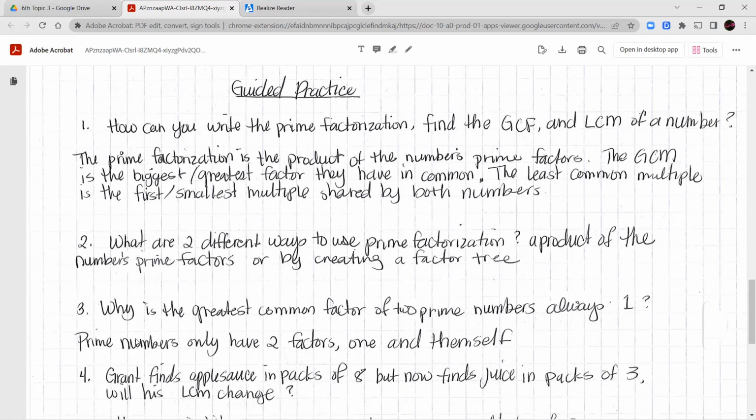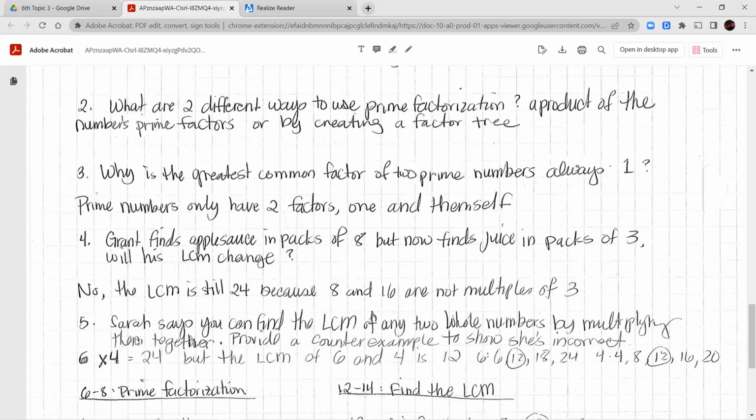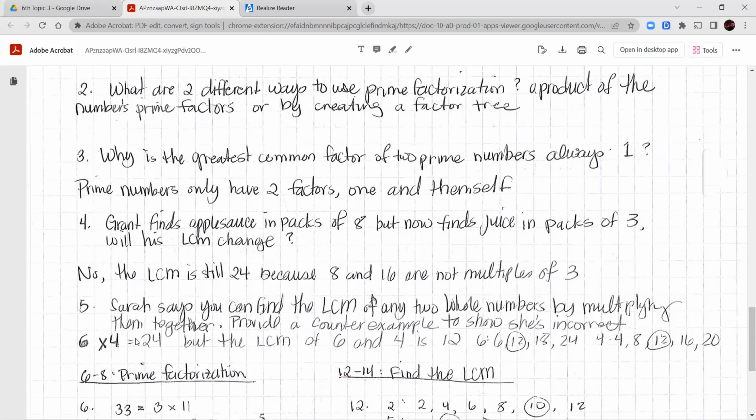The greatest common factor is the biggest or greatest factor that they have in common, and the least common multiple is the first or the smallest multiple that's shared by both of those numbers in both of their multiplication families.